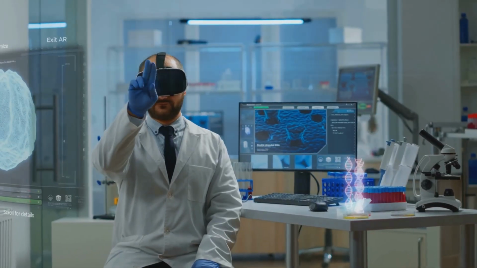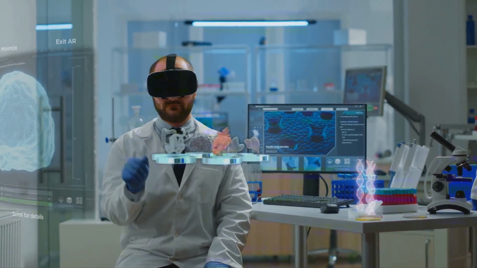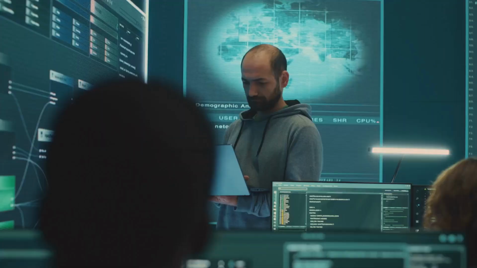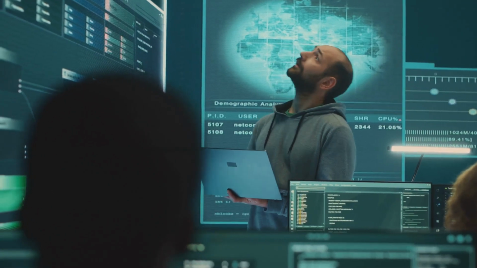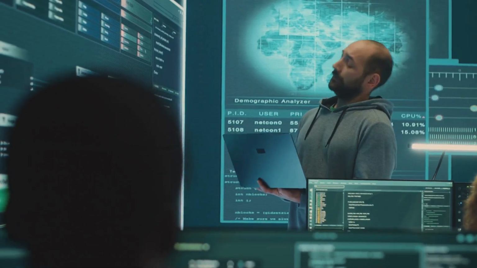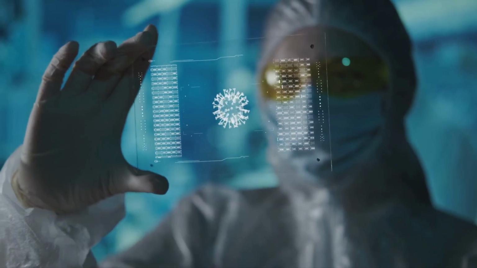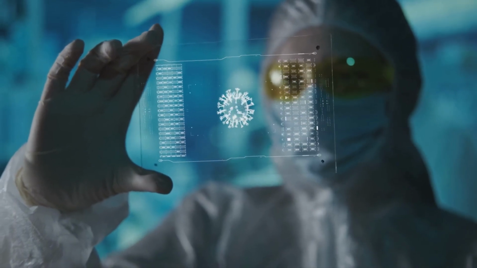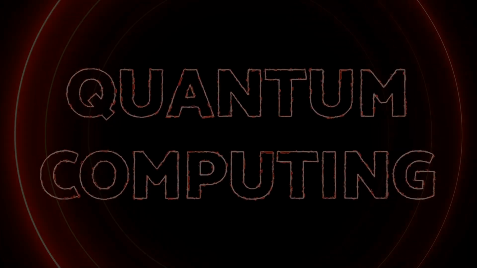This new technology is like something out of science fiction, but it's real, and it's changing the way we think about security. Let's take a journey into the quantum world to understand how it works.